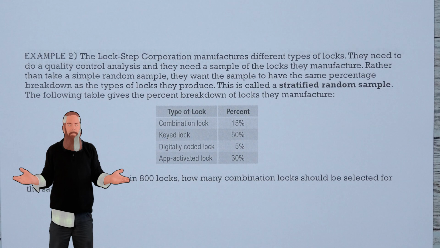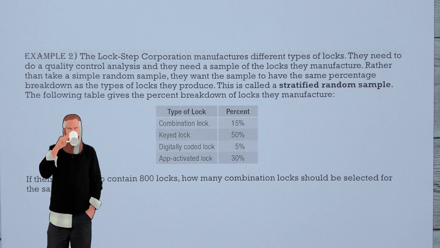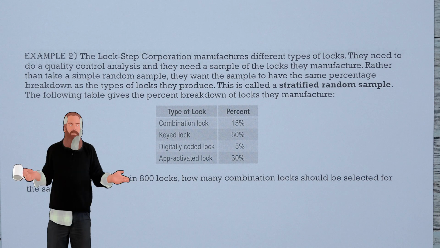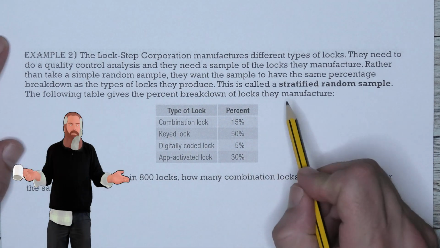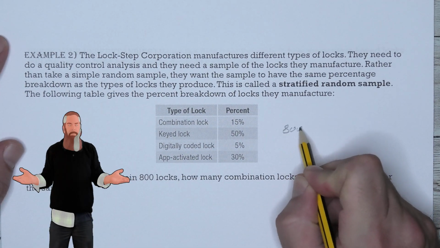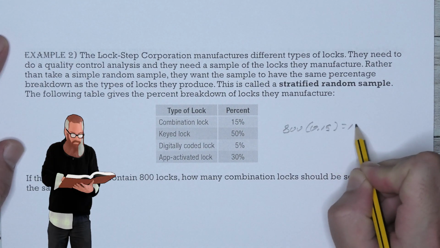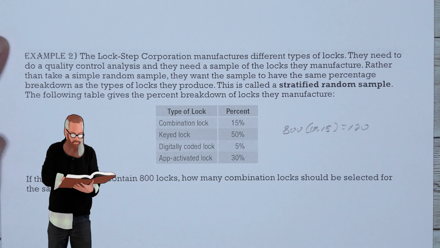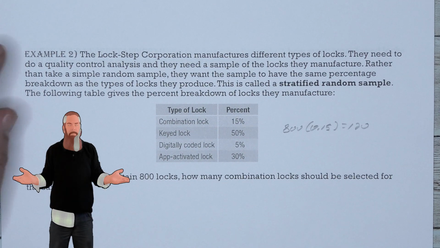The sample is supposed to be proportional to the population of locks they produce. Since 15% of the locks manufactured are combination locks, they need to find 15% of 800. That means they're going to take the 800 locks and multiply it by 0.15 to get 120. So the sample of 800 locks should have 120 combination locks.